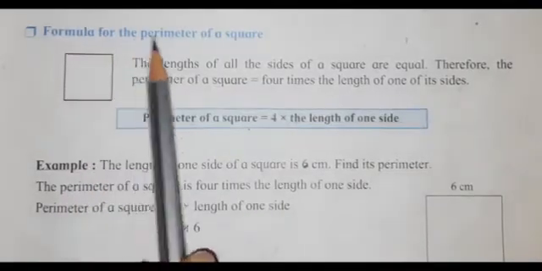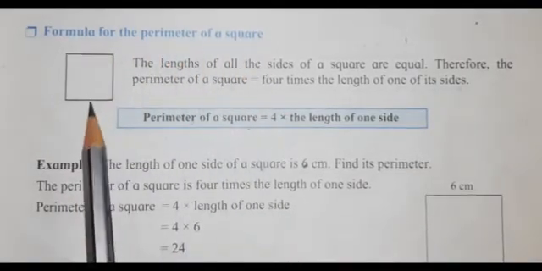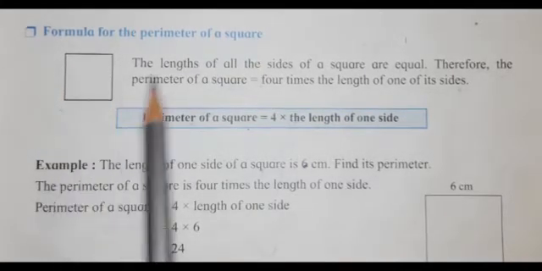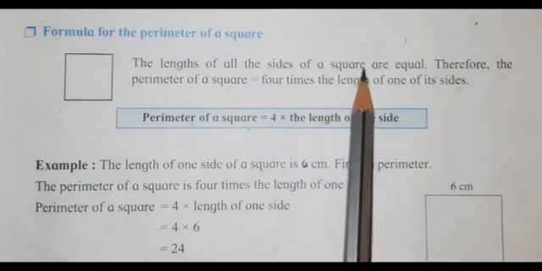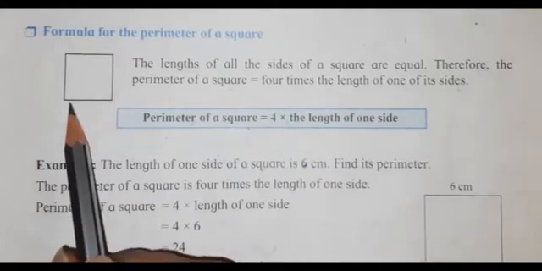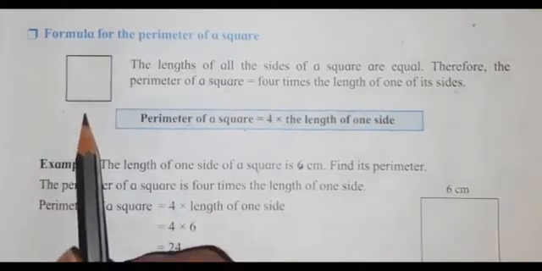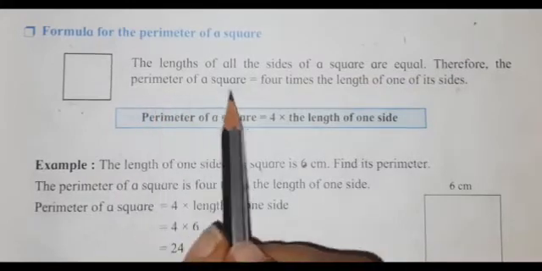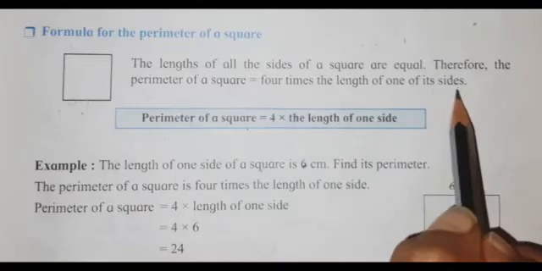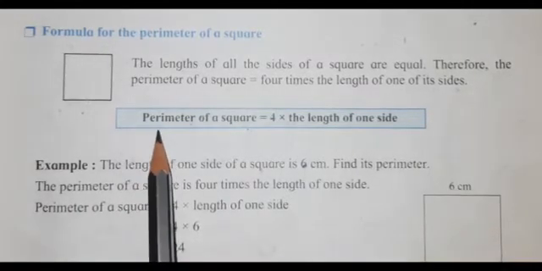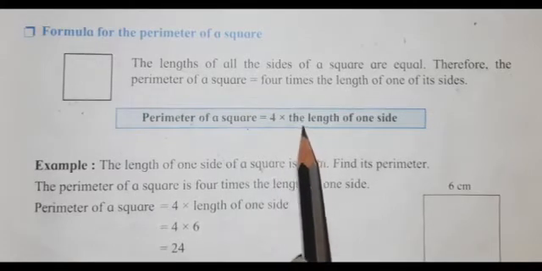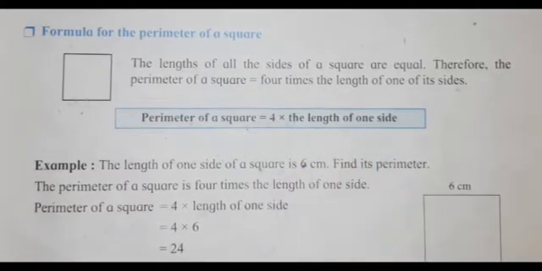Next, formula for the perimeter of a square. See this figure of a square, and here all the sides are equal. The lengths of all the sides of a square are equal, and how many sides does a square have? So there are 4 sides of a square. Therefore the perimeter of a square is equal to 4 times the length of one of its sides. So the formula of perimeter of a square is equal to 4 multiplied by the length of one side.